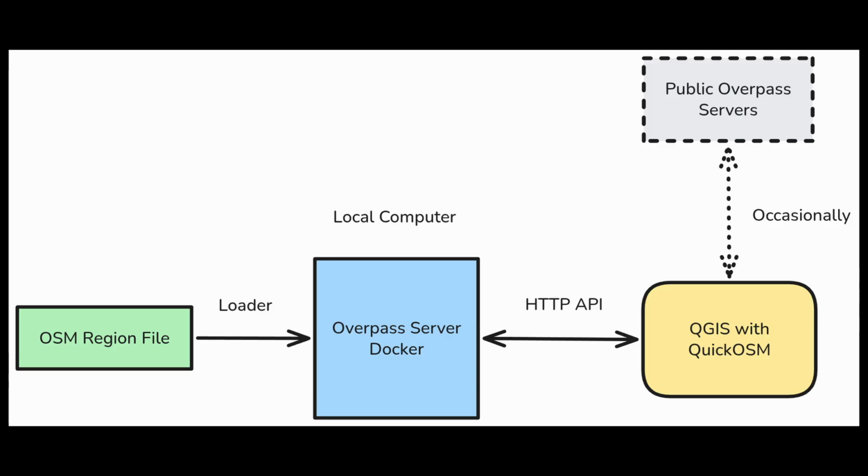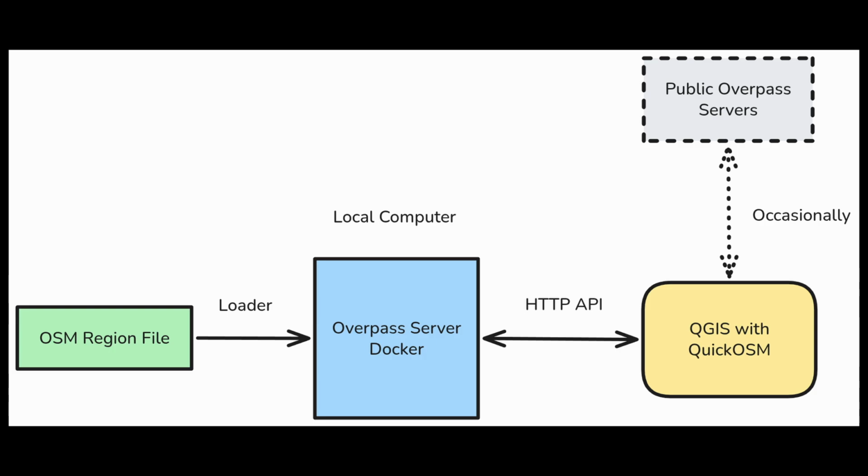Usually how these Overpass server projects work, they have a loader, and so you download an OSM region file from the internet, usually it's free, and then it gets loaded into the Overpass server, and then the Overpass server communicates with the QuickOSM plugin via an HTTP API and transfers the data into QGIS. Once you have the data in QGIS, you can create maps or do your analytics, your analysis, and do your projects.